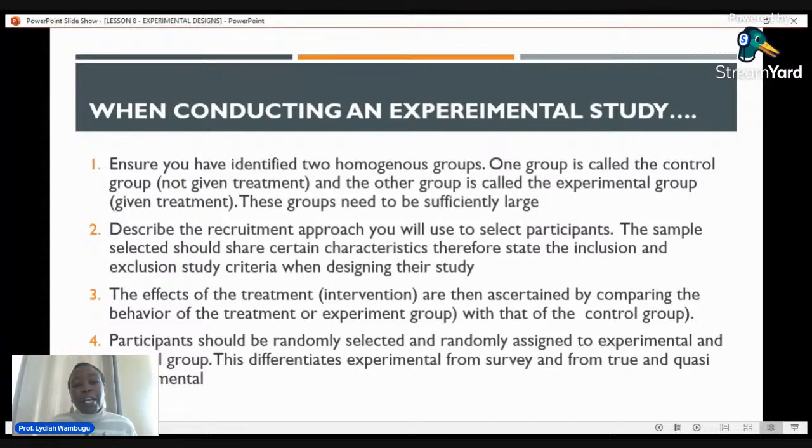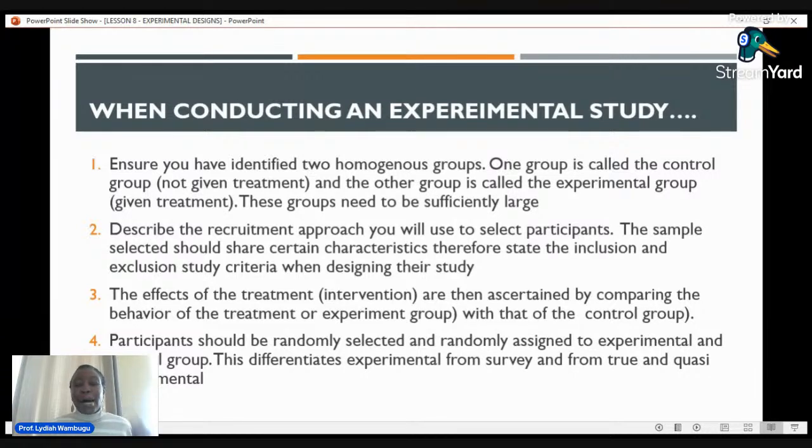So you cannot do an experimental study of 10 people. And any quantitative research we know, because of the statistics, you cannot carry out statistics on a group that does not fit the central limit theorem. So that one is key, the issue of homogeneity of groups and also the issue of the number.